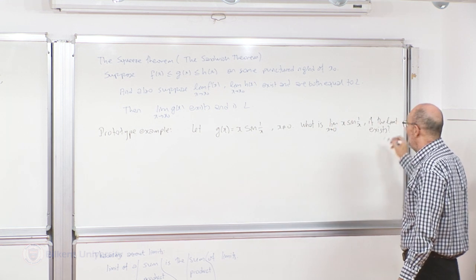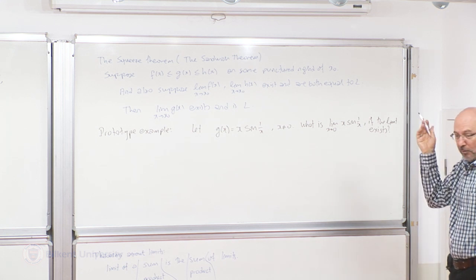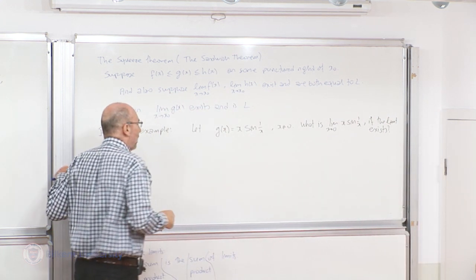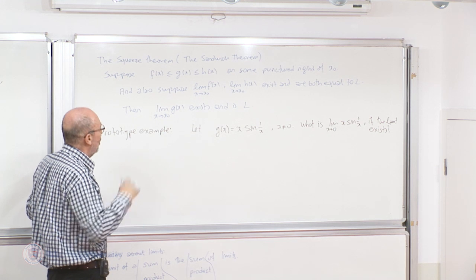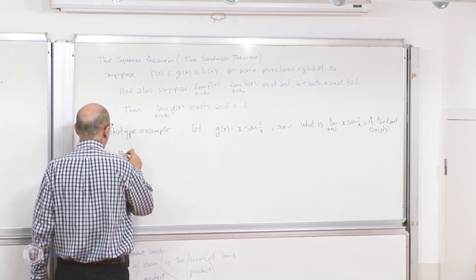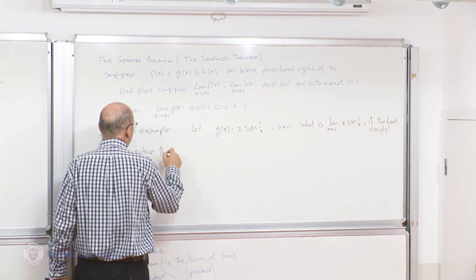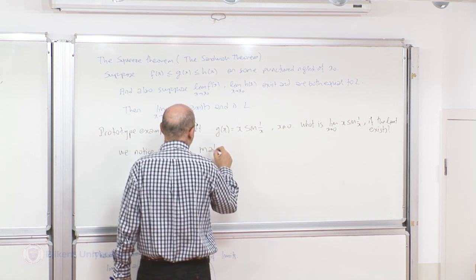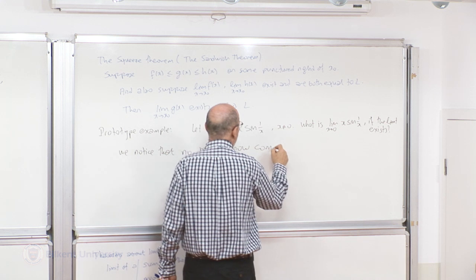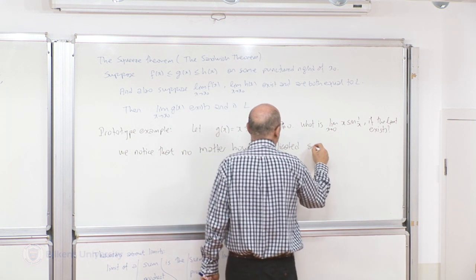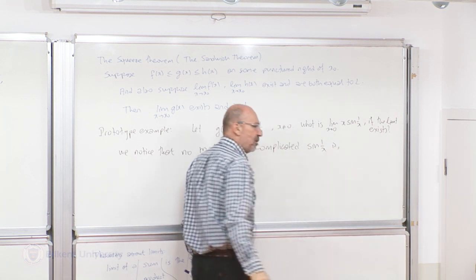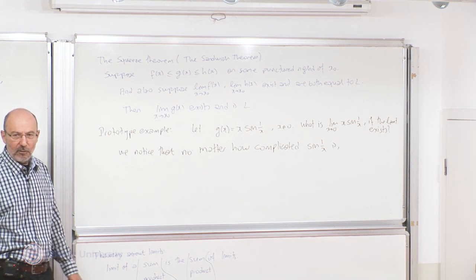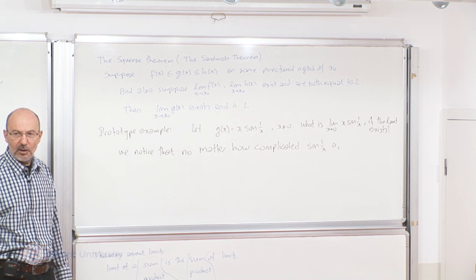Maybe the limit does not exist. We have lots of examples where the limit does not exist. So we check this with the squeeze theorem, or sandwich theorem. We notice that no matter how complicated sine 1 over x is, it is never going to be equal to 5, right? It's never going to be equal to minus 7. It's always going to remain between minus 1 and plus 1.